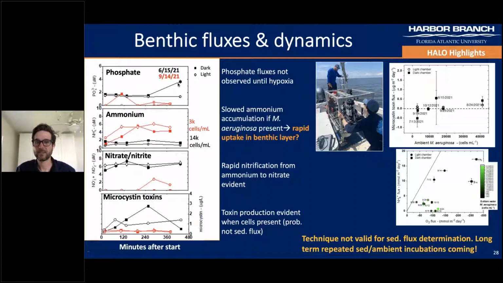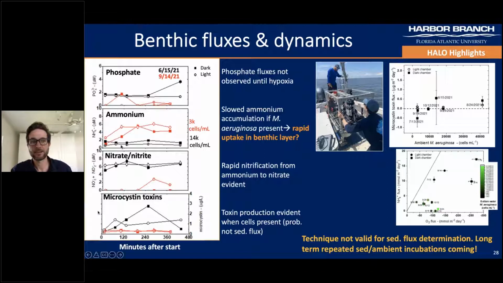Now this is a problem because in the lake, we don't really get hypoxia in Lake Okeechobee. It doesn't really happen like it does in Lake Erie. So my gut feeling is that you barely get any phosphate fluxes in the lake unless you have a resuspension event to deliver those pore waters into the water column.